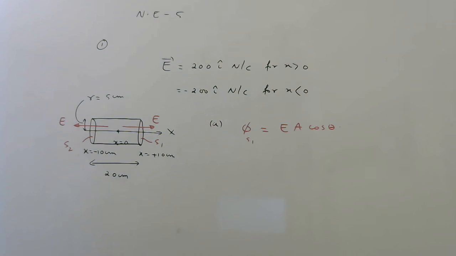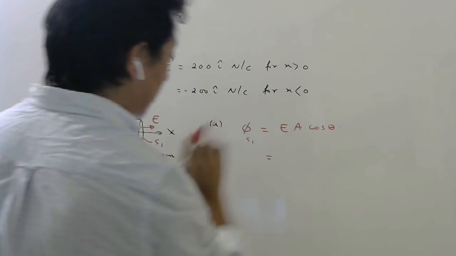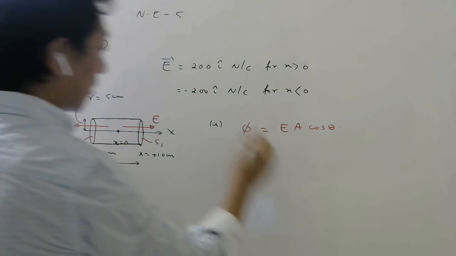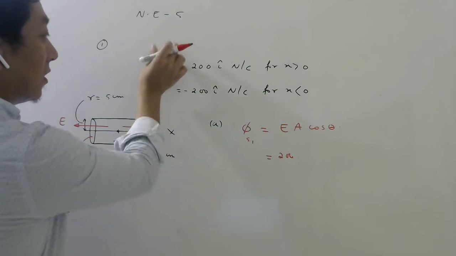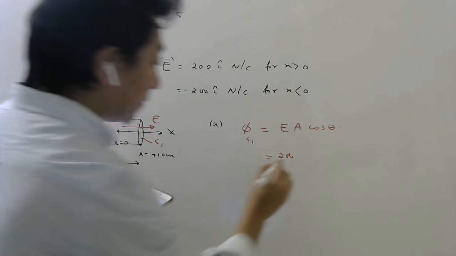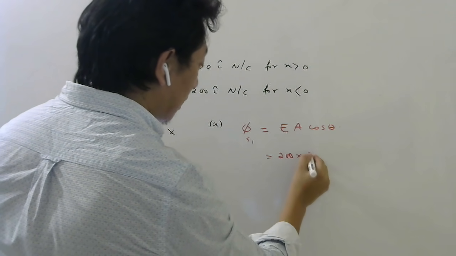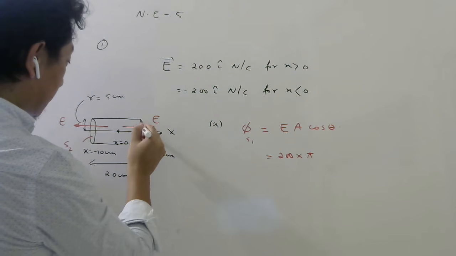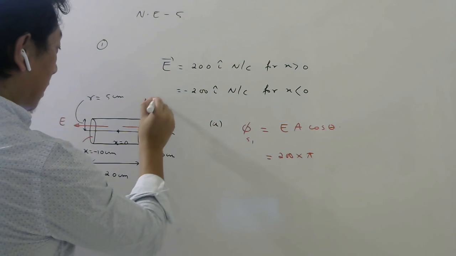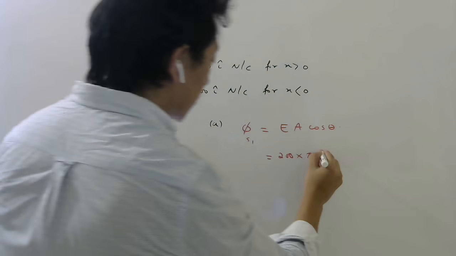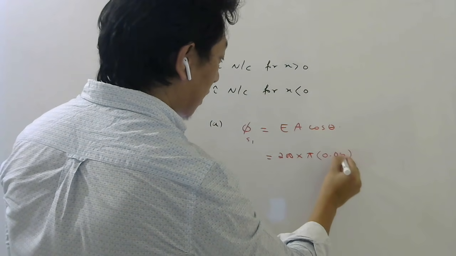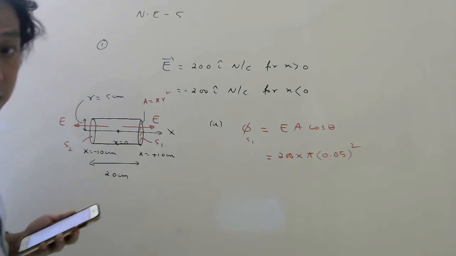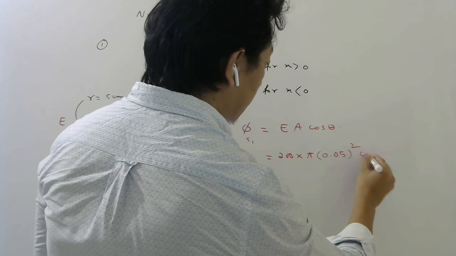So if I use EA cos theta, what is my E? E is magnitude. The magnitude of the electric field is 200. Magnitude, okay? I cap you should not write, because magnitude means modulus. The modulus of i cap is 1. So the electric field is 200. Area will be this area, so this area will be pi r square. The radius is 5 centimeters, so 0.05, convert into meter, then square it, and theta will be cos of, what is theta?